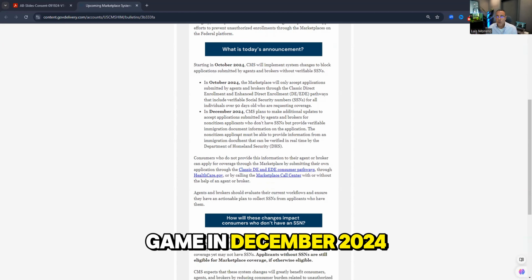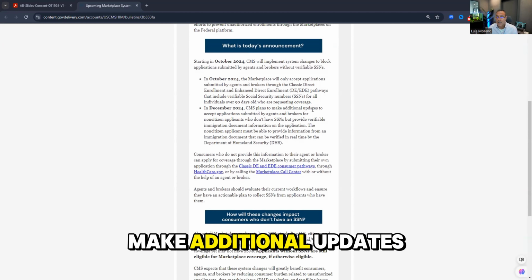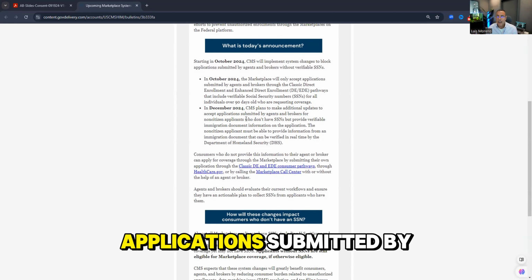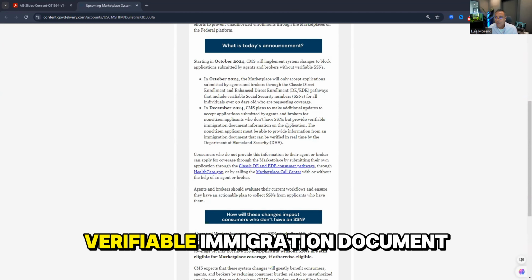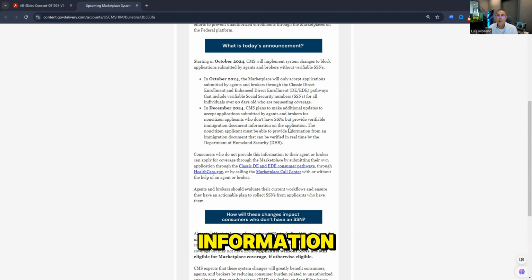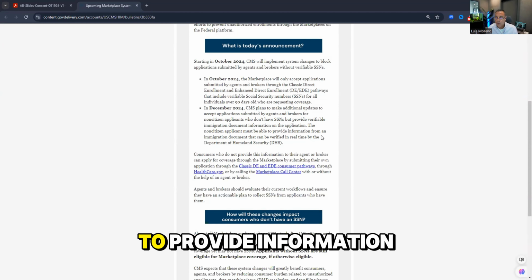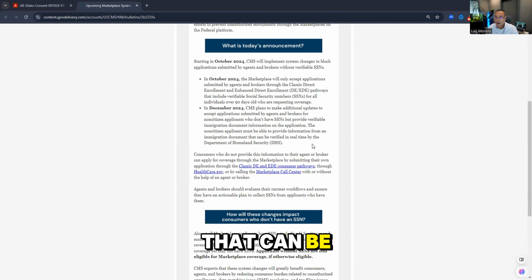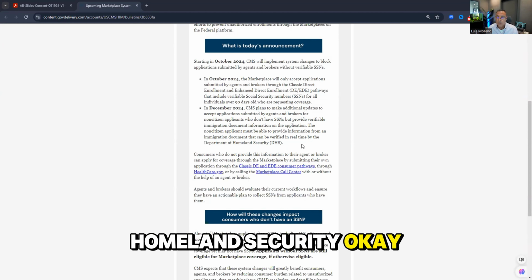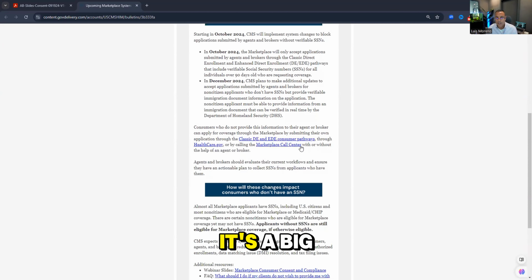In December 2024, CMS plans to make additional updates to accept applications submitted by agents and brokers for non-citizen applicants who do not have a social but provide verifiable immigration document information on the app. The non-citizen applicant must be able to provide information from an immigration document that can be verified in real time by the Department of Homeland Security. Okay, pretty easy. No big deal. I don't see it as a big deal.